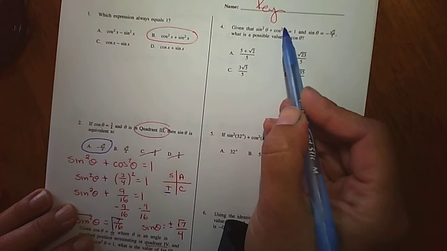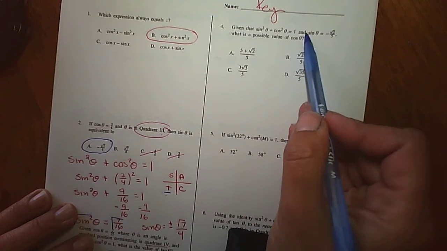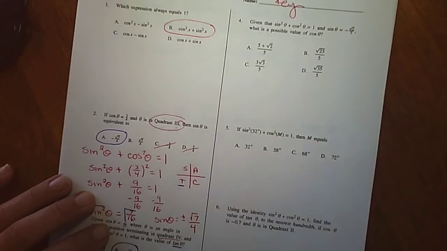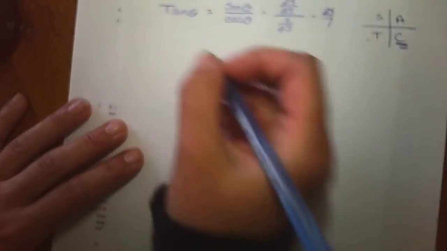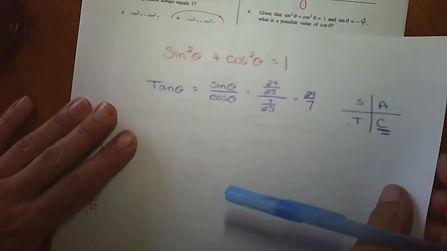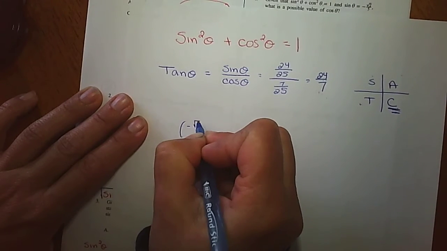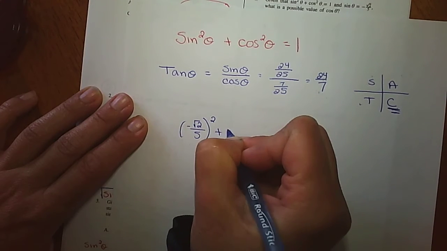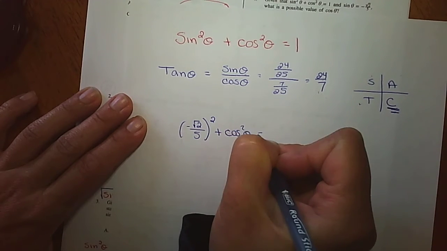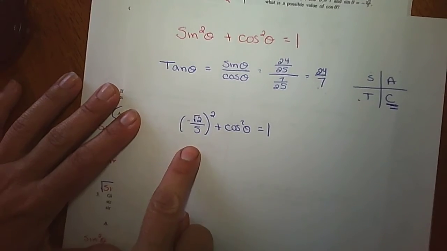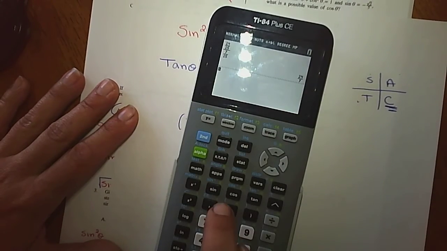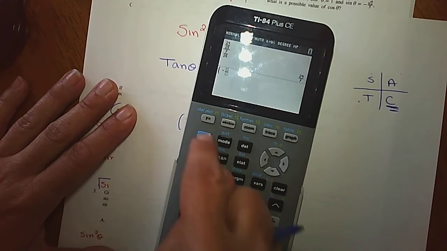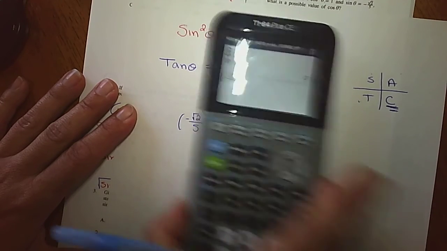All right, let's look at number 4. Same equation, sine squared plus cos squared equals 1. This time I'm giving you sine. And what could be the answer for cosine? All right, so I'm going to go to the scrap paper. This time it said sine, so I'm going to do negative radical 2 over 5 squared plus cos squared equals 1. So now I'm going to square this guy. I'm going to take my calculator, parentheses, negative, fraction button, radical 2 over 5, I think it was.